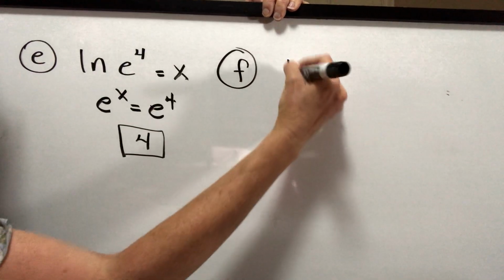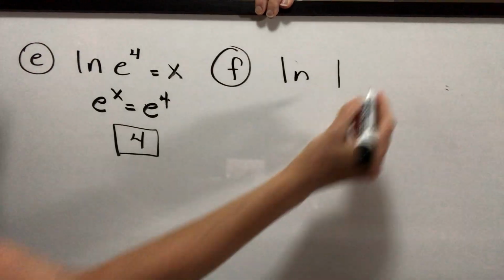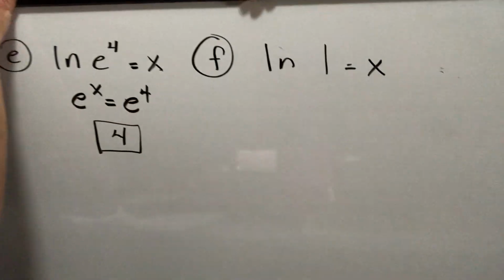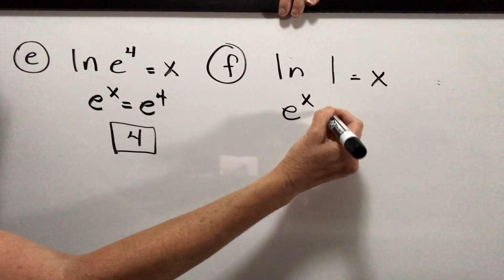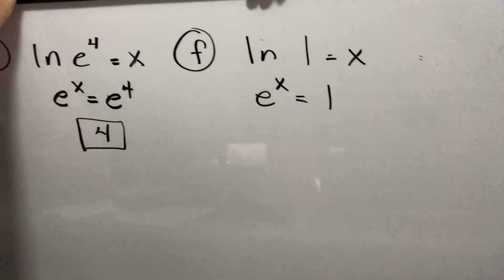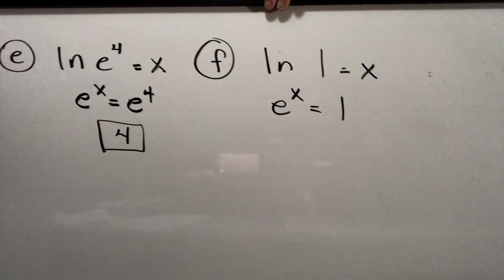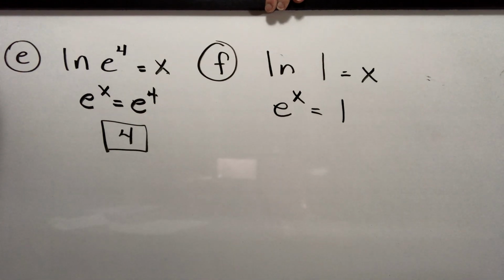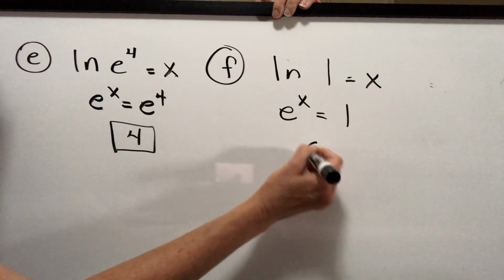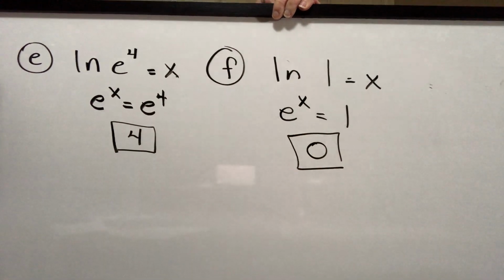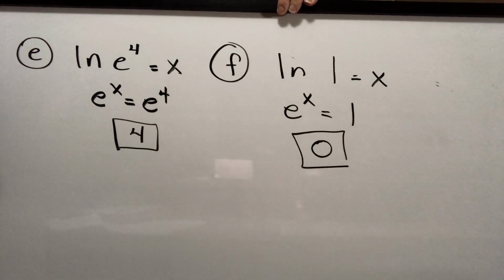F, the natural log of 1. Again, set it equal to x, and remember that the natural log has a base of e, raised to the x power is 1. I mentioned this earlier in the lesson. Whenever you have a number other than 0 and you raise it to the 0 power, you will get 1. So raising it to the 0 power is what would happen here. Your answer would be 0 for part F.